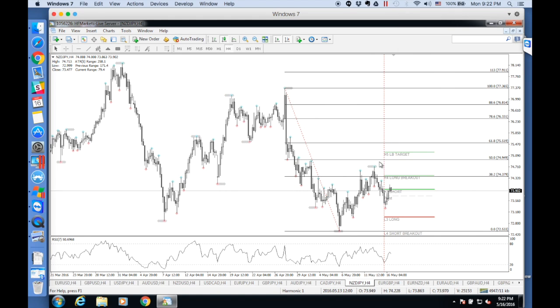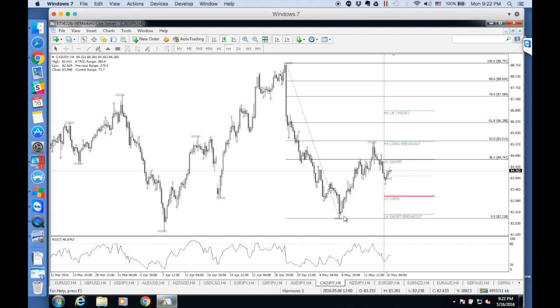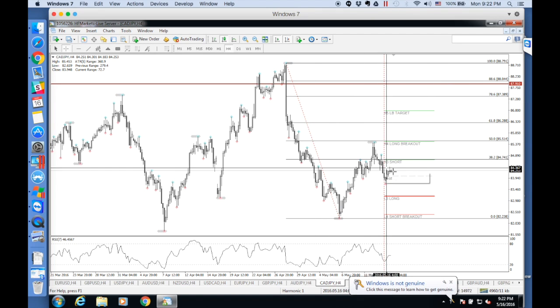Never hit 50. But this one, I assume it should be very close. If it's very close, then your entry will be around here. So there's still a lot of room up, about 380 pips.